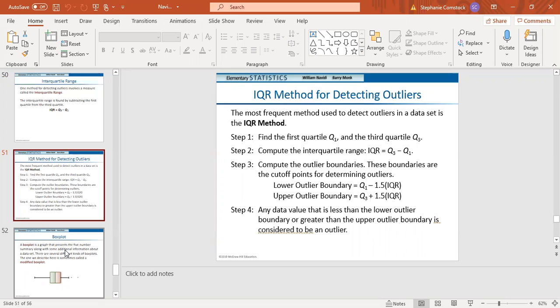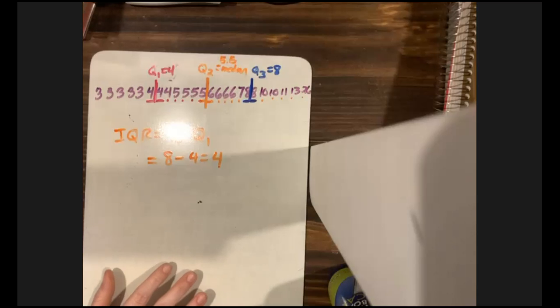To find the upper one, you're going to take that same 1.5 times the interquartile range and add it onto your Q3. Anything that's outside of that is also going to be considered an outlier. That means I'm past Daphne's house. So let's go back and look at that data set and hash out what those boundary fences are going to be.